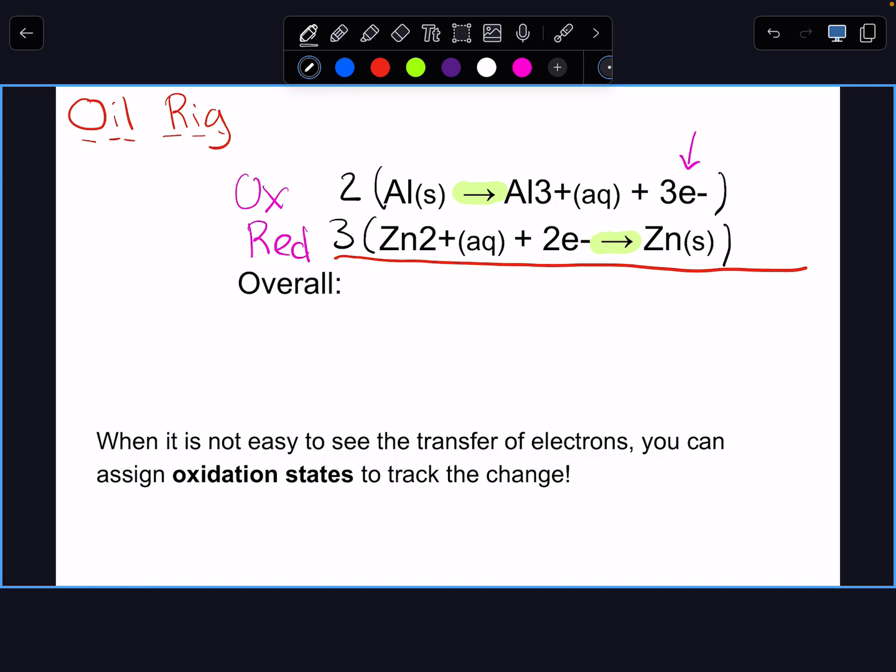Okay, so carrying that down here, we get 2 aluminums plus 3 zinc ions turning into, now the electrons disappear in the overall. Once again, because they appear on both sides of the arrow, we don't show them in the overall reaction. So then you have 2 aluminum ions and 3 solid zincs. So that would be the overall reaction for those 2 half reactions. Questions on that?